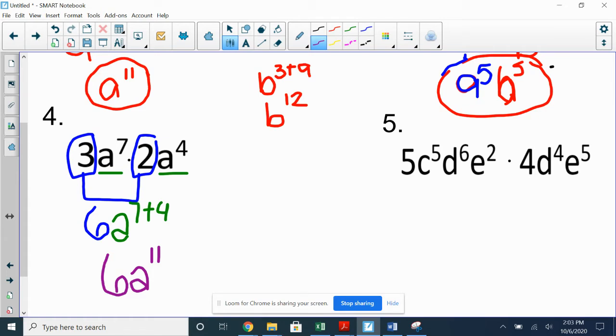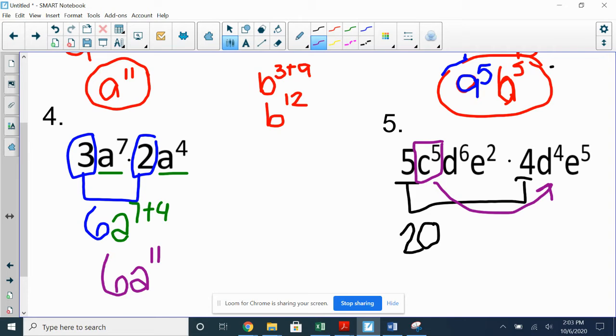All right, and then I have one more different type of example. If you look at this one, I have my two numbers that I'm going to multiply like normal. I have 5 with no exponent and 4 with no exponent, so I can just multiply 5 and 4 like I regularly would. 5 times 4 is going to give me 20. And then I have C to the 5. I have no C's in my second part. So C to the 5 is just going to say C to the 5. There's nothing to combine it with.